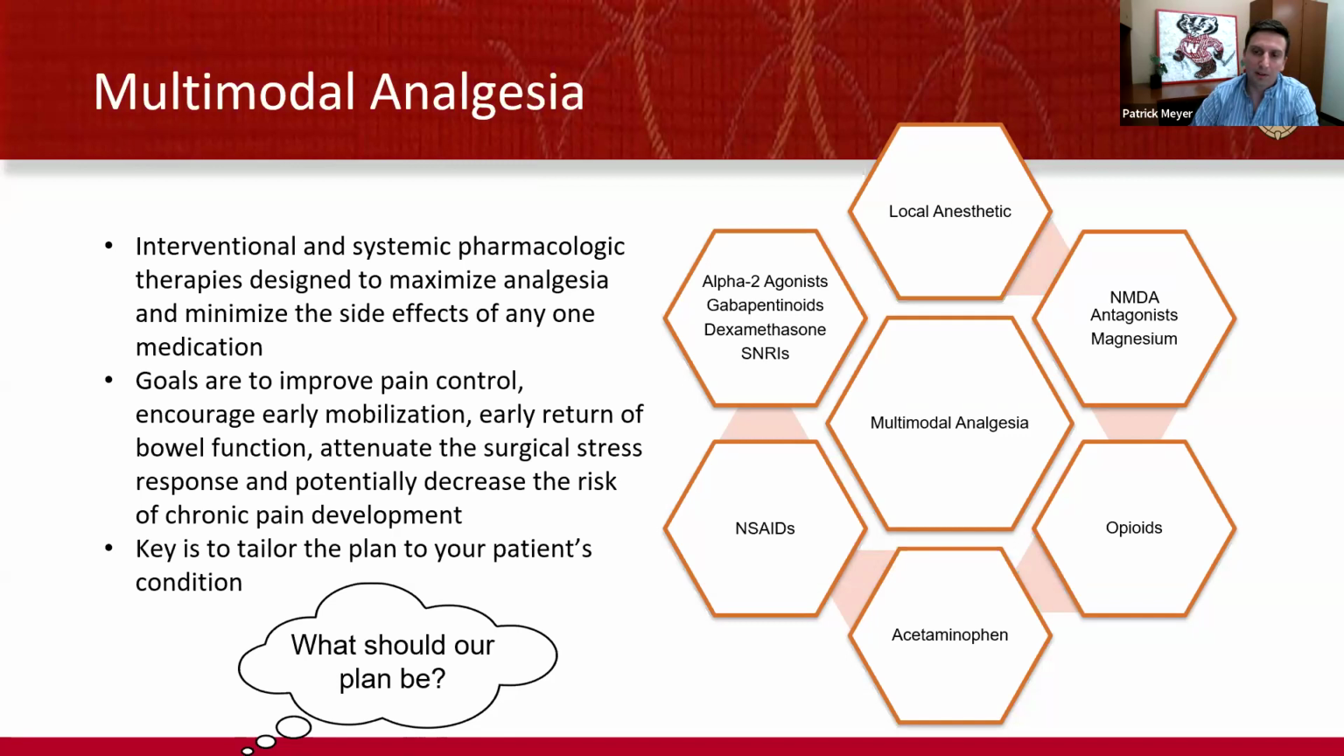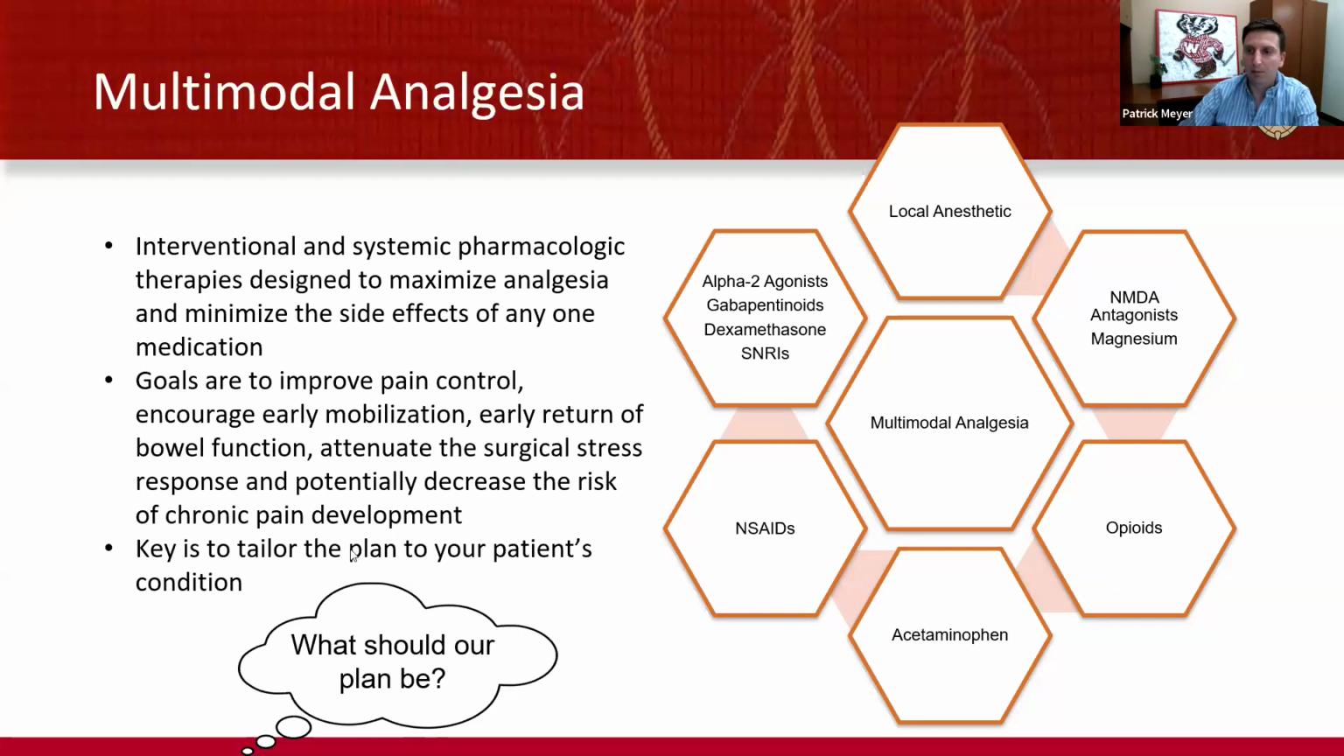So all these things can be used in patients, and just like we learned the side effects and pluses and minuses of different medications for the opioids in particular, you got to do the same thing with all these medicines, but using a combination can provide better analgesia and decrease the amount of any one you give to decrease the risk of serious side effects.